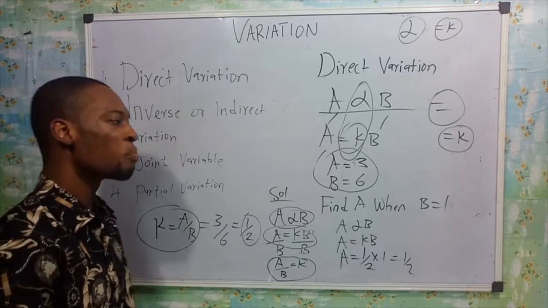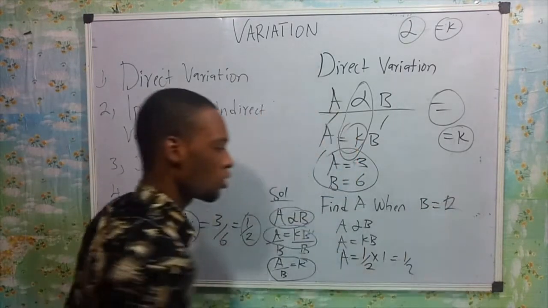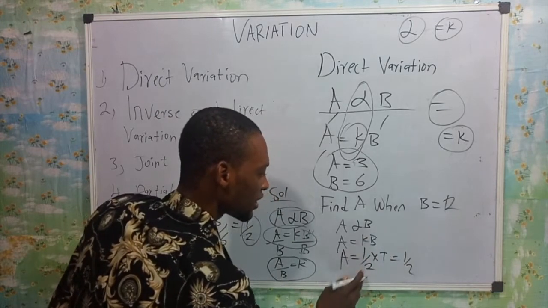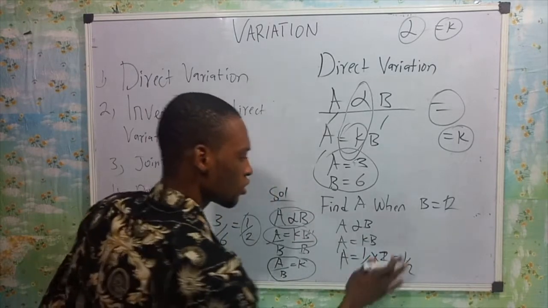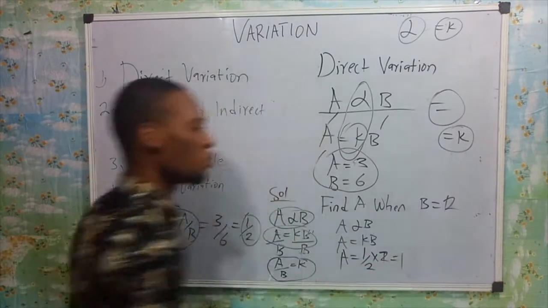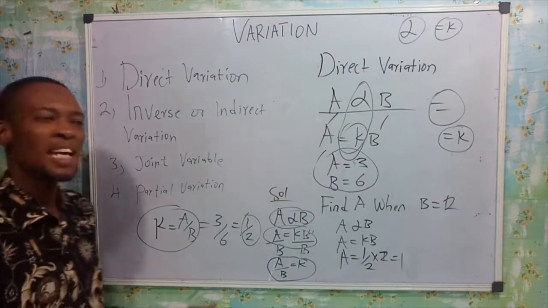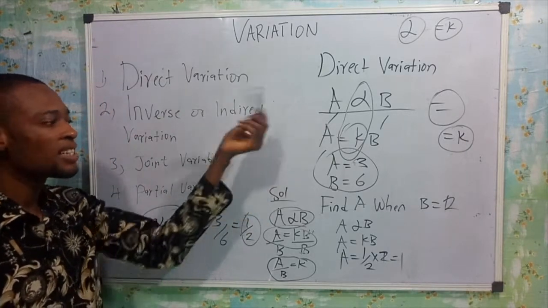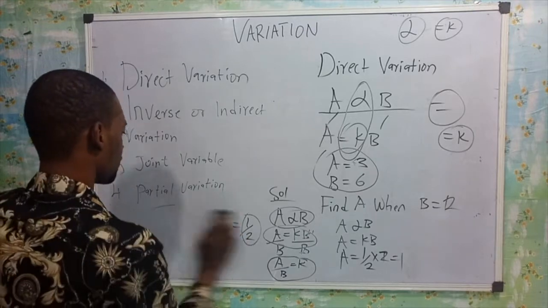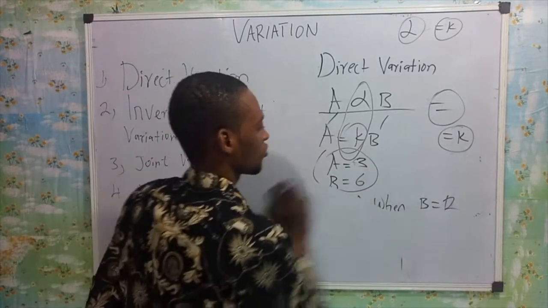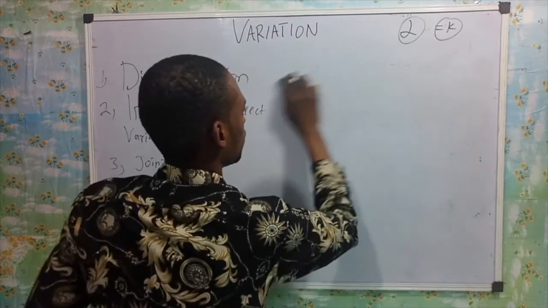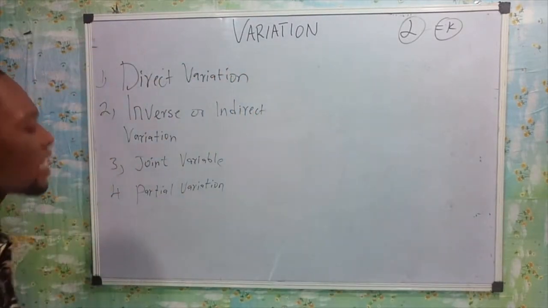So let's say when B equals 2, A will be half, which is K, times 2. 1 times 2 is 2, and 2 divided by 2 is 1. A will be 1. So that is variation for you, precisely direct variation. Good. Now, indirect variation.